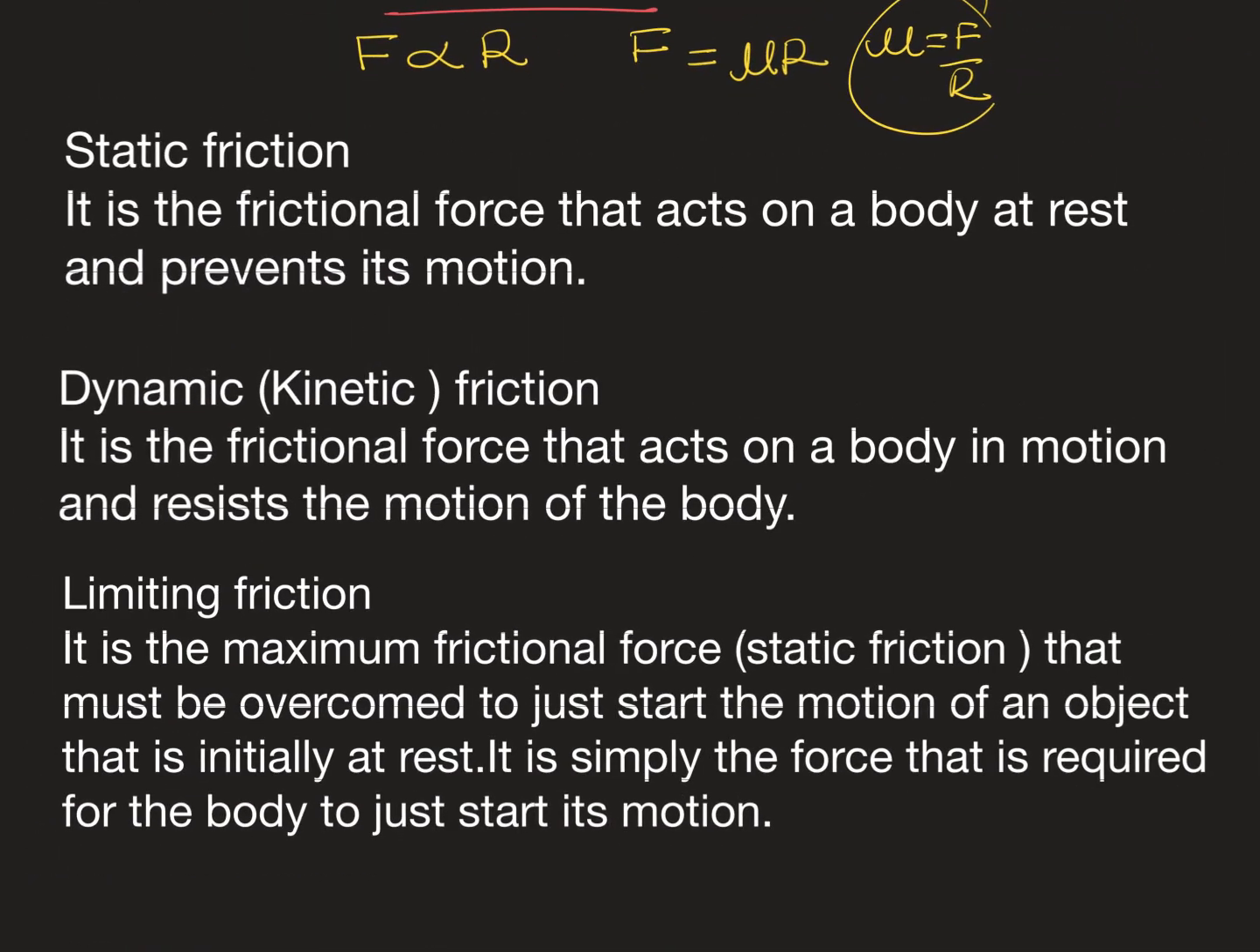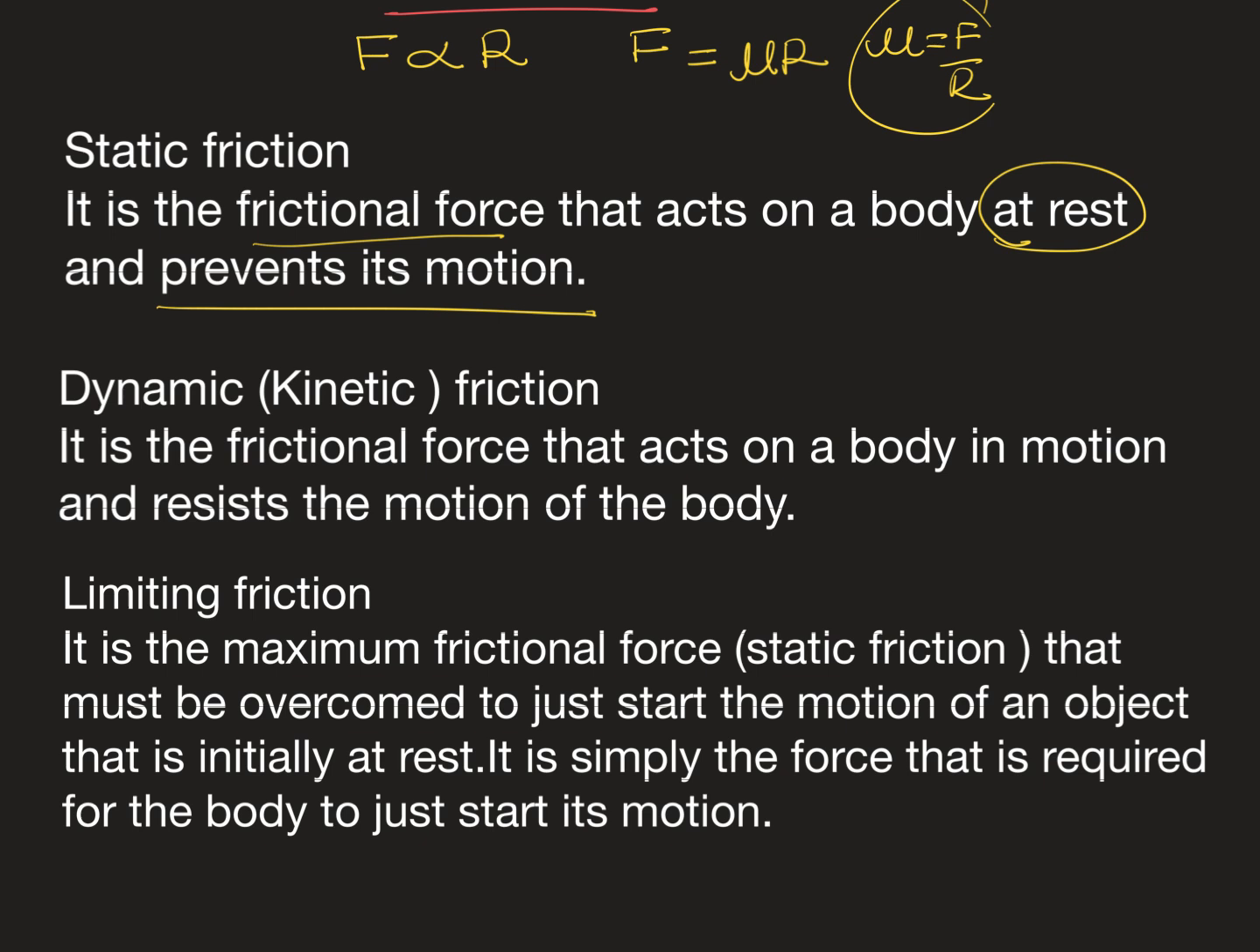Some of these definitions. Let's try to define some of the terms here. We have static friction, we have dynamic friction, and we have limiting friction. Static friction is the frictional force that acts on a body at rest and prevents its motion. When we talk about static friction, it is the frictional force that acts on a body that is not moving. That is, the body is at rest, and the static friction prevents the motion of that body.